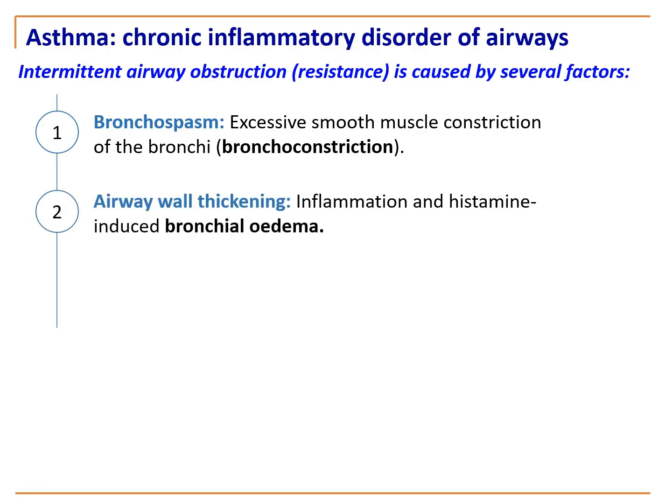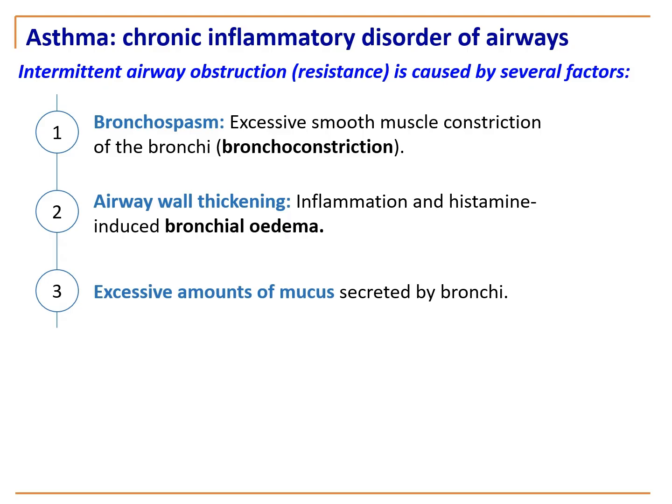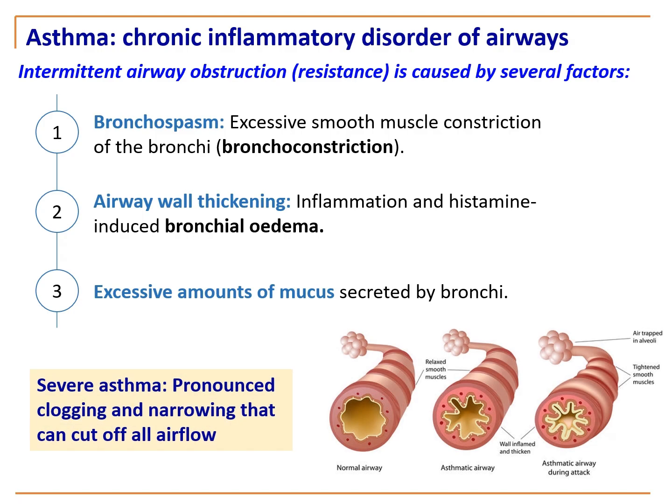You get airway wall thickening. Inflammation is occurring during that response, and histamine-induced bronchial edema. So you've got inflammatory material there, and swelling, so you've got edema building up as well. And then excessive amounts of mucus are secreted by what are called goblet cells within the bronchi as well. So you've got all three. These three combine to create a variable and intermittent obstruction, giving those classic symptoms of a wheeze, breathlessness, chest tightness, and a cough, which is often worse at night, and in particular after triggers.